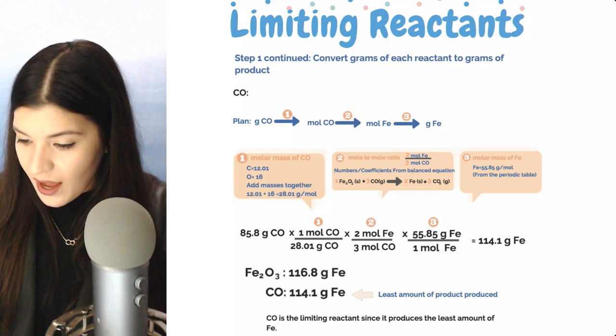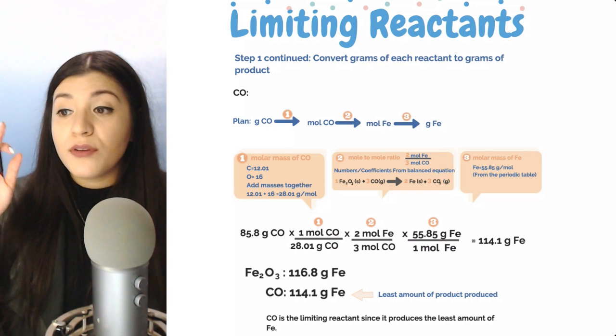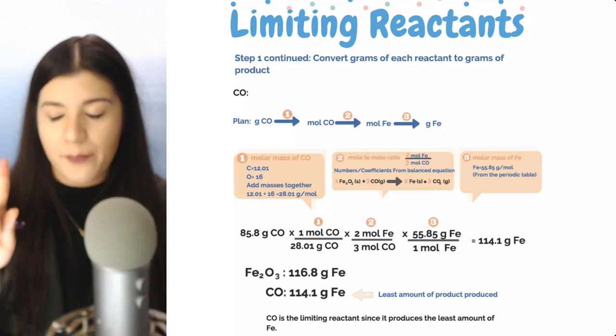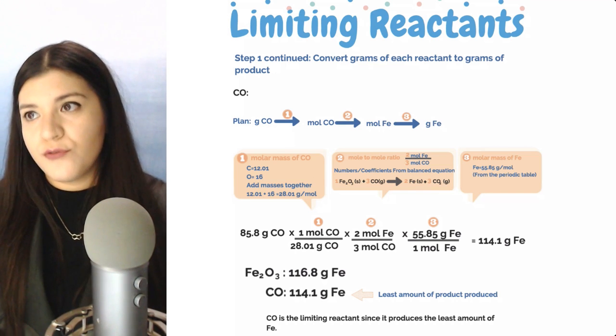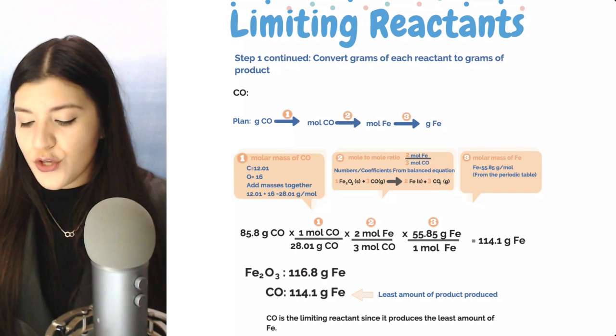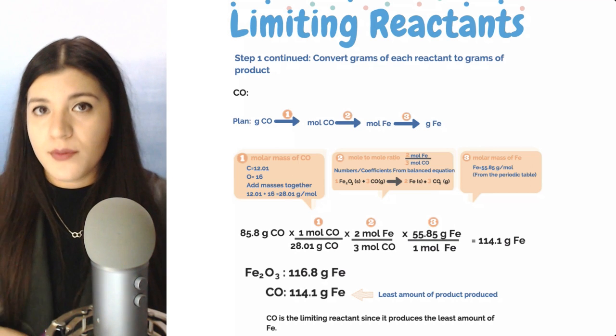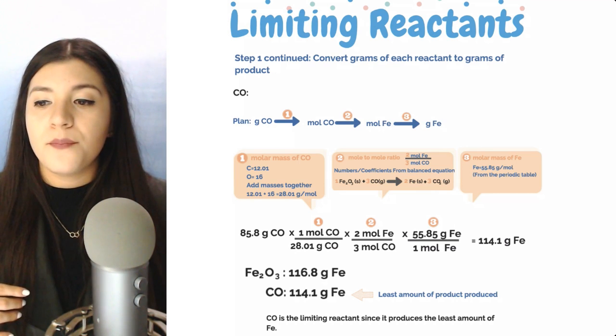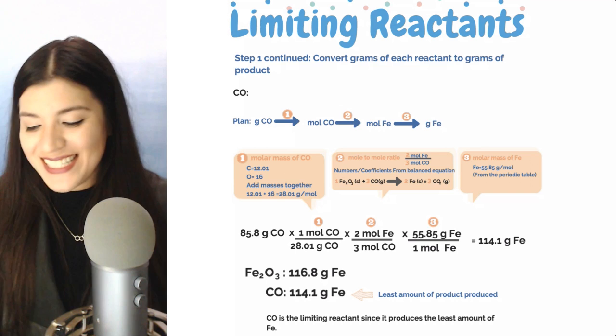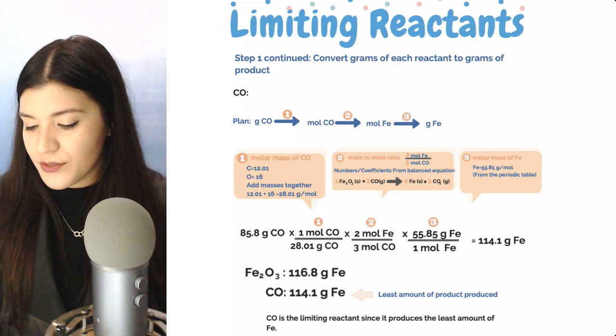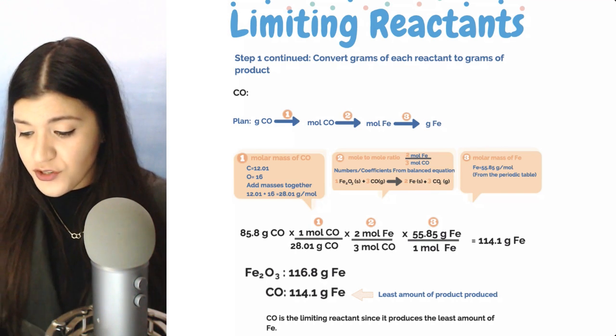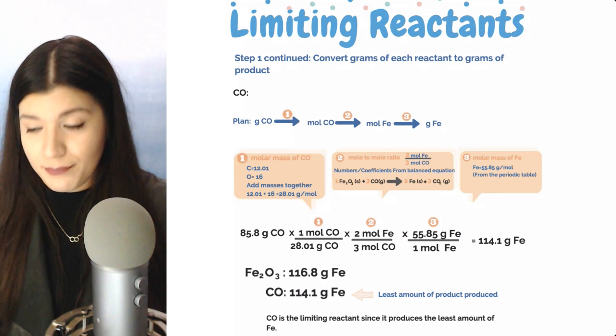So let's go back. What we're always going to start off with, we found the limiting reactant. That's going to be your first step. Then the next step is to figure out your theoretical yield. So we did that already, right? Whatever our limiting reactant produces is our theoretical yield. So our theoretical yield is 114.1.